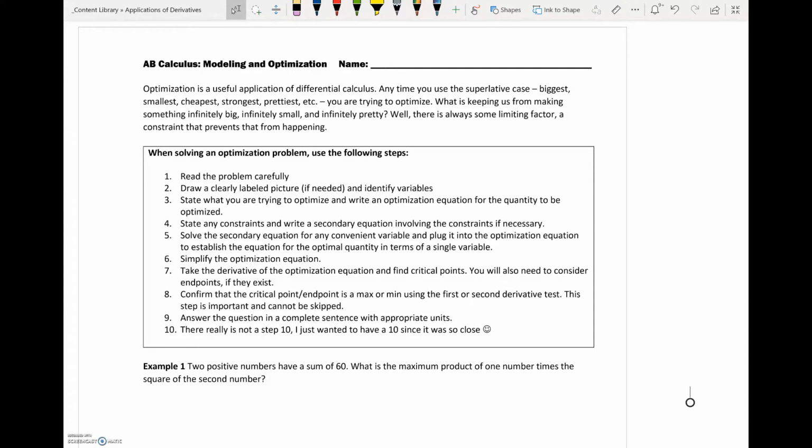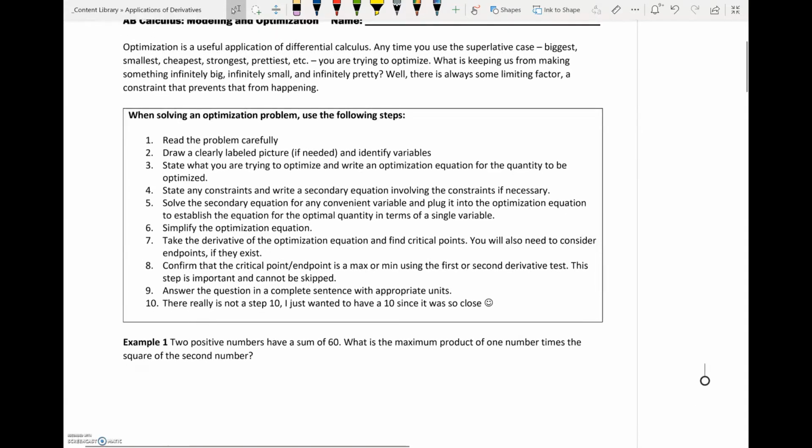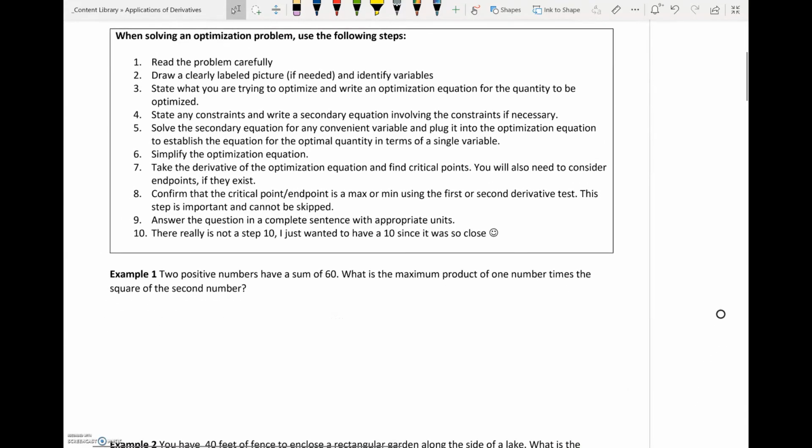But there are always limitations when we try to find the maximum or the minimum, and we want to find those constraints. These are word problems, so you should be reading these questions very carefully, and if you need to draw a picture, then you should probably do that. You can look over these different steps, but I'm just going to go through an example right away and apply these steps.